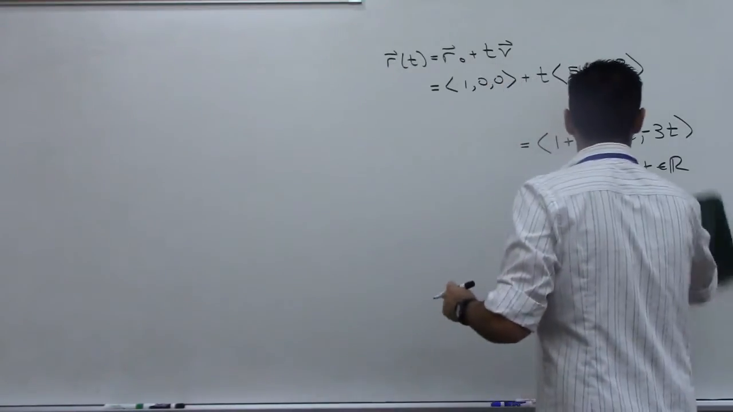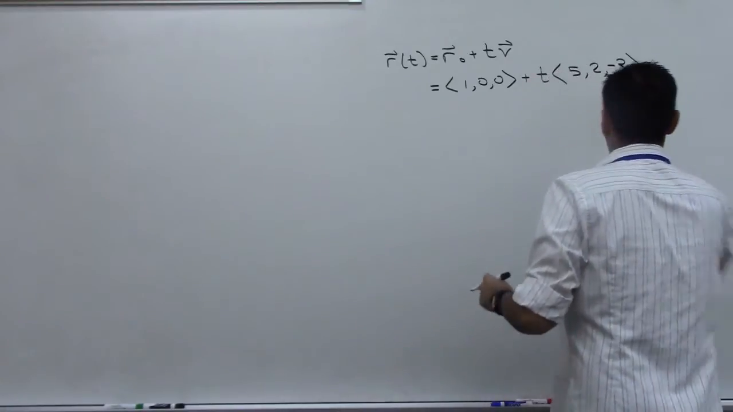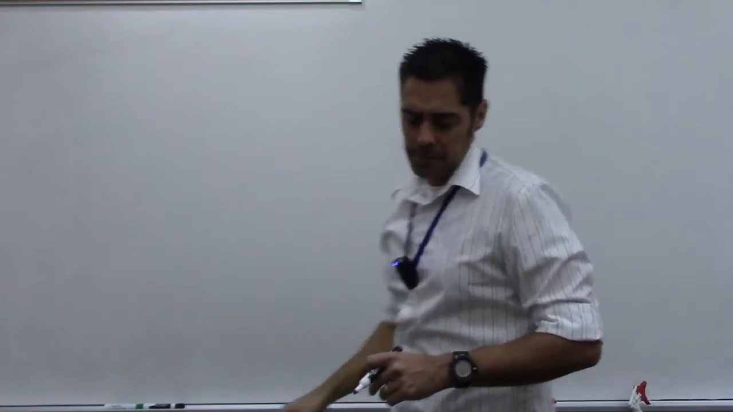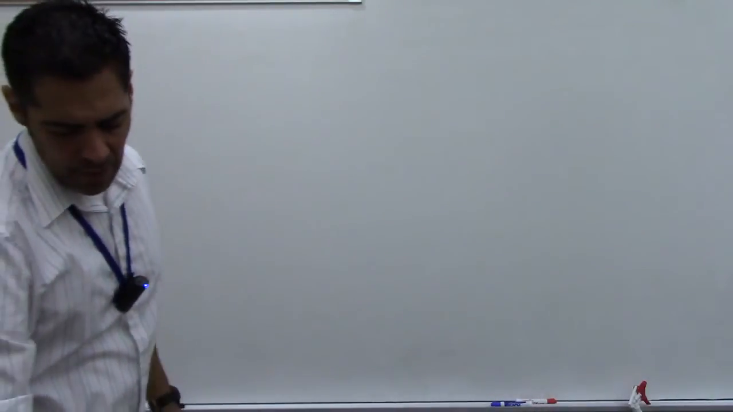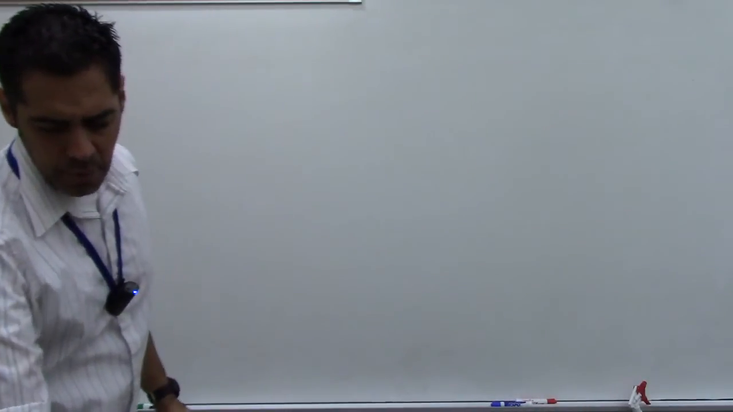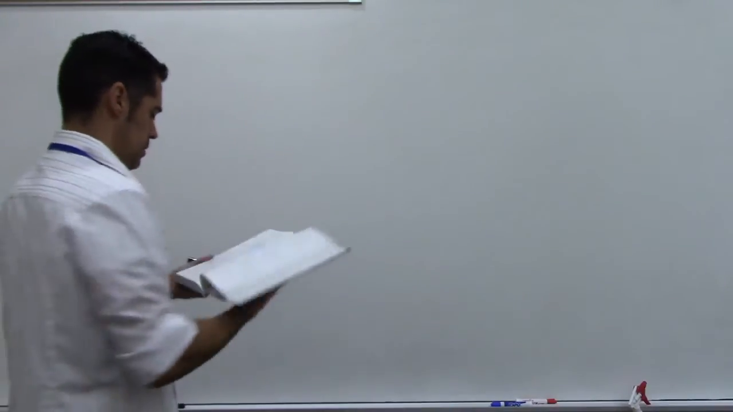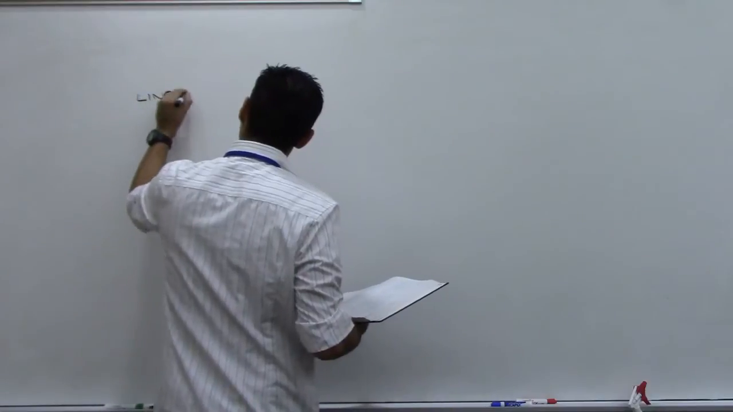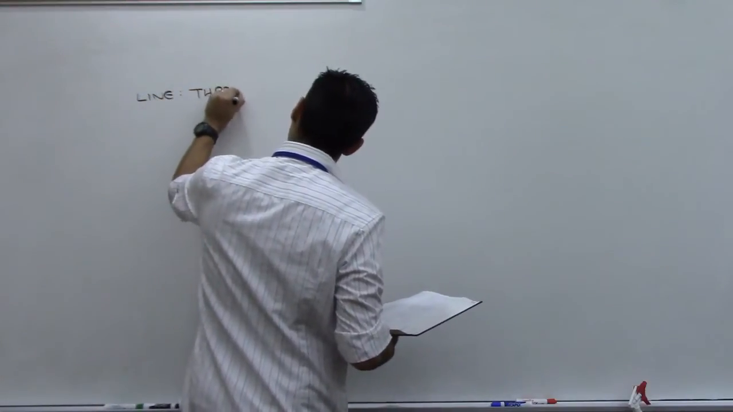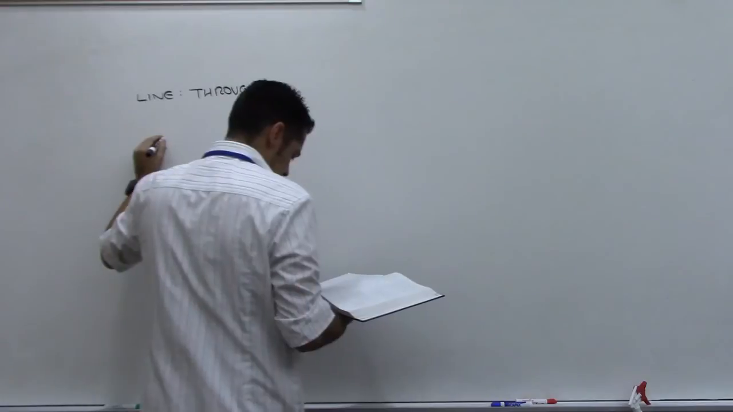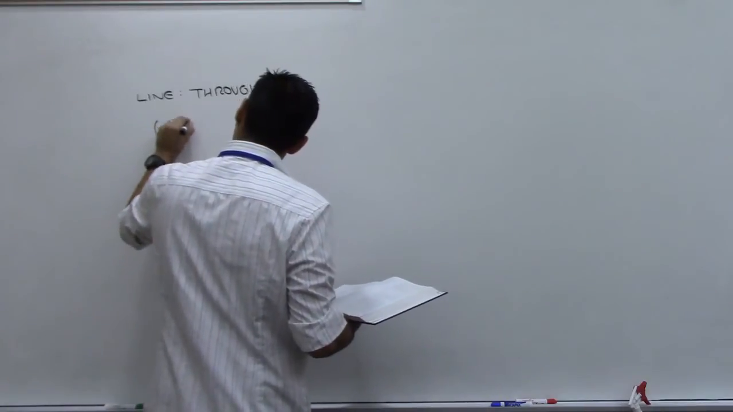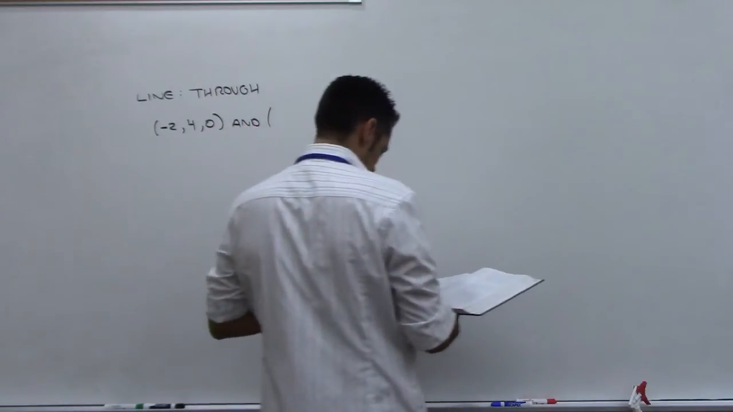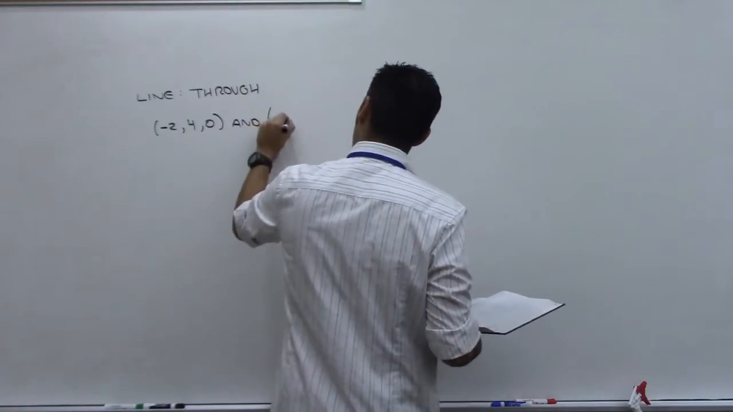Let's do 12. It says, is the line through these points. So let me write down the points. You have a line. It goes through the point -2, 4, 0, and the point 1, 1, 1.